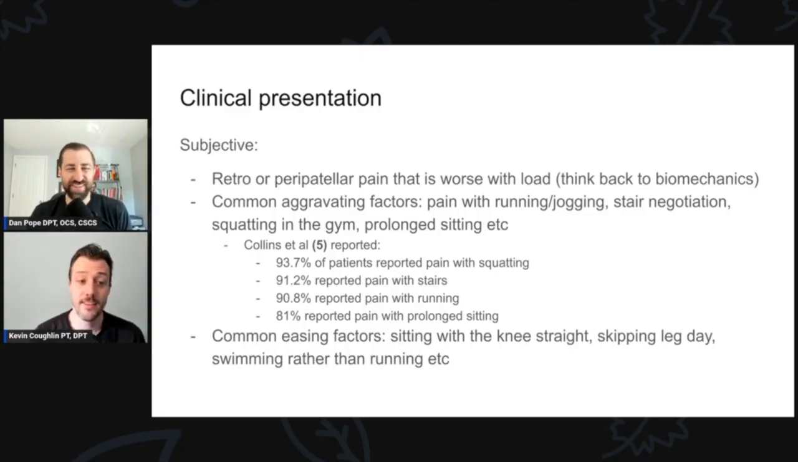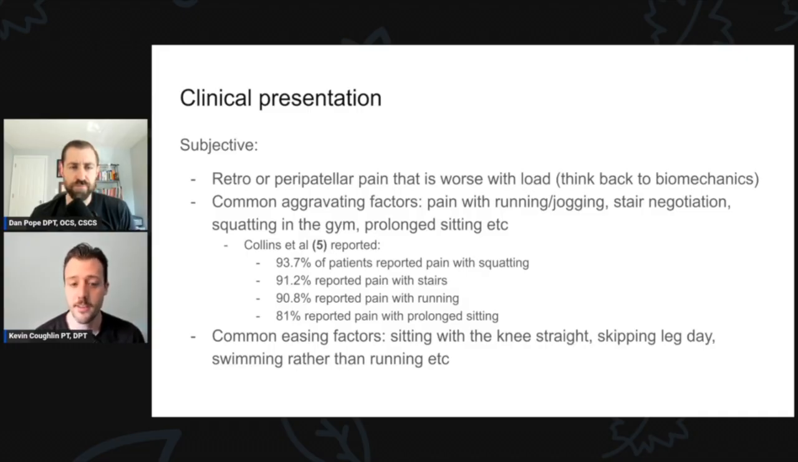All right, so getting into a little bit about the clinical presentation and the subjective report from the patient. So again, they're going to be complaining of pain around the kneecap or behind the kneecap that's worse with loading. So just keep those biomechanics in mind. Aggravating factors that you're going to hear them talk about are, again, activities that load the joint, perhaps prolonged sitting. And then how frequently are they having these types of pain?